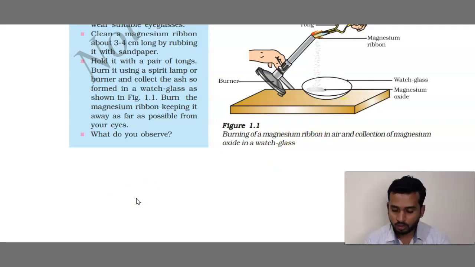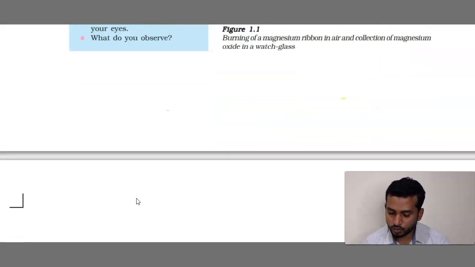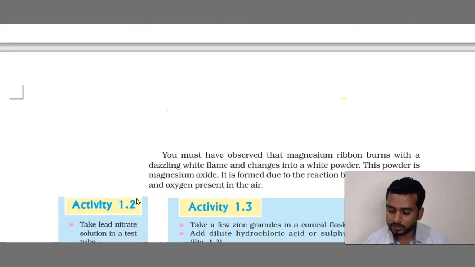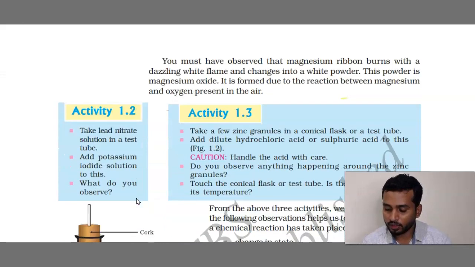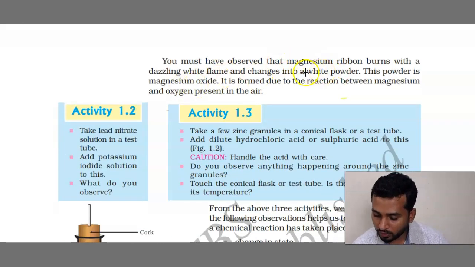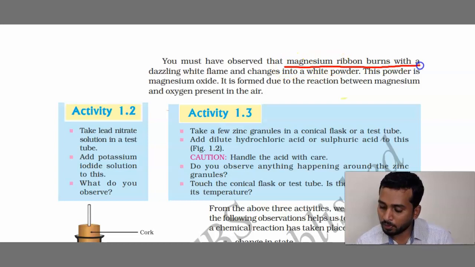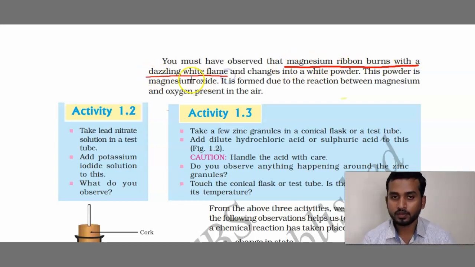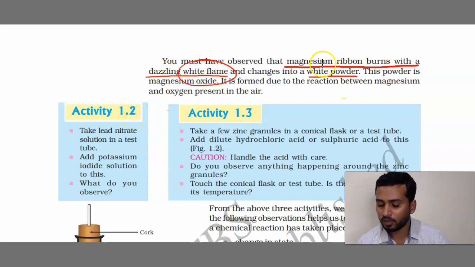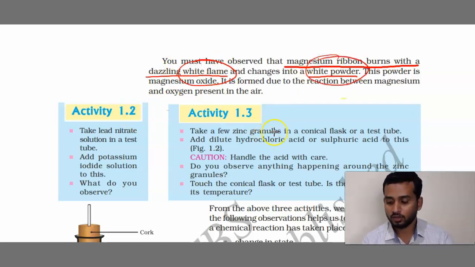Now here, what type of question will you usually get? The very important point in this chapter, the first important point, please highlight it. When magnesium ribbon burns with a dazzling white flame, when we burn the magnesium ribbon, which type of flame is produced? White color flame is produced. And what type of product is obtained? That is white powder. So remember, we get a white flame, and the product is white powder.